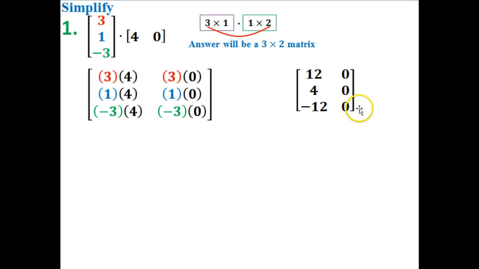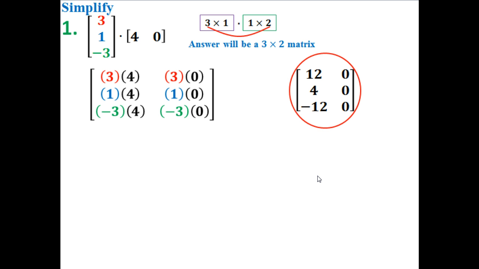So this is our answer right here. This is our new matrix. When we multiply those two together, this is what our final answer will be. And the big thing is that we're multiplying each one of these rows by each one of the columns. You'll notice here how our rows are lined up: 3, 1, negative 3, 3, 1, negative 3. And each of these columns are also lined up, 4s and then 0s. So hopefully you're starting to see the pattern a little bit.